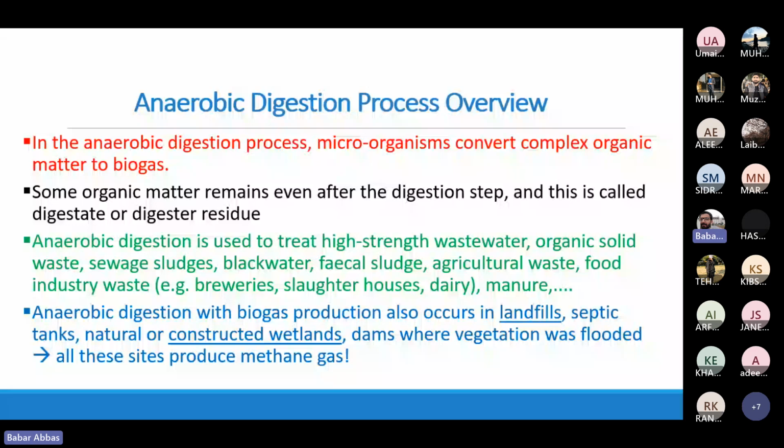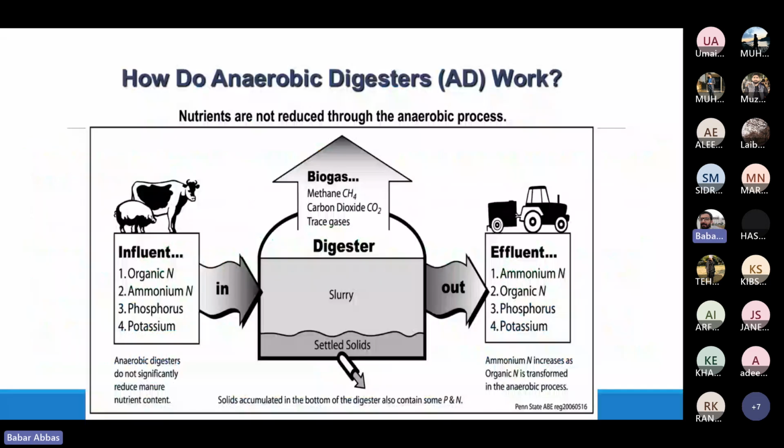This is the basic flow chart in which we can see that these are the influents. Can you see the cursor? Please confirm. Yes, sir.